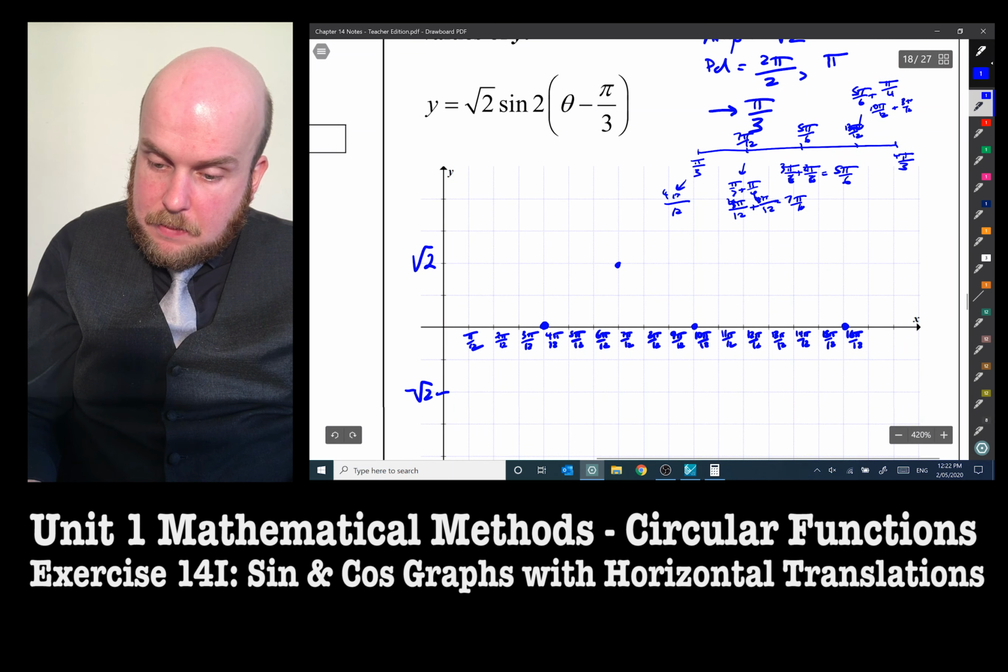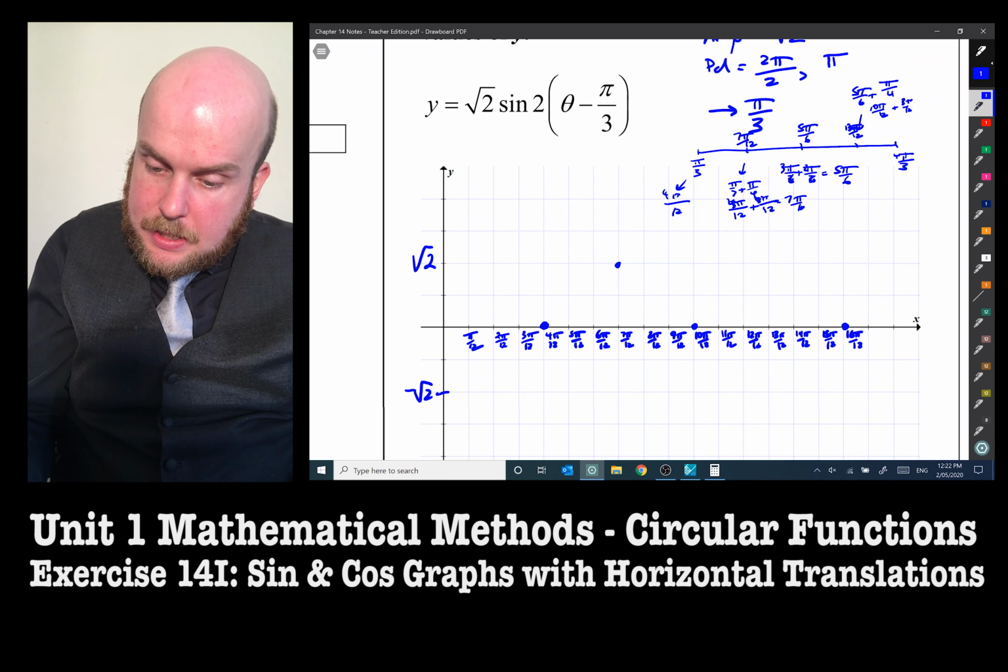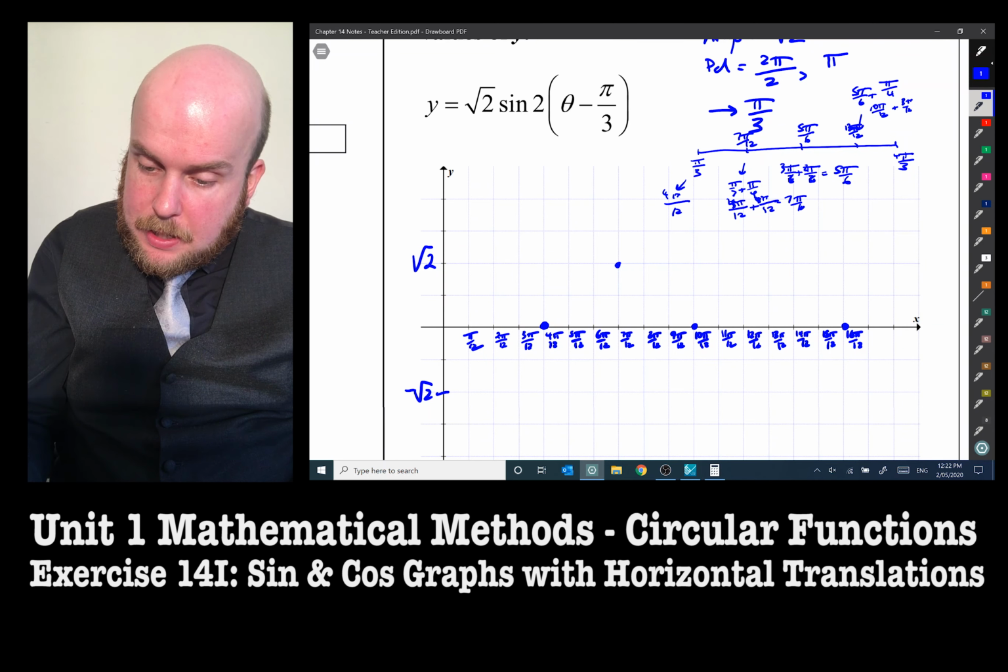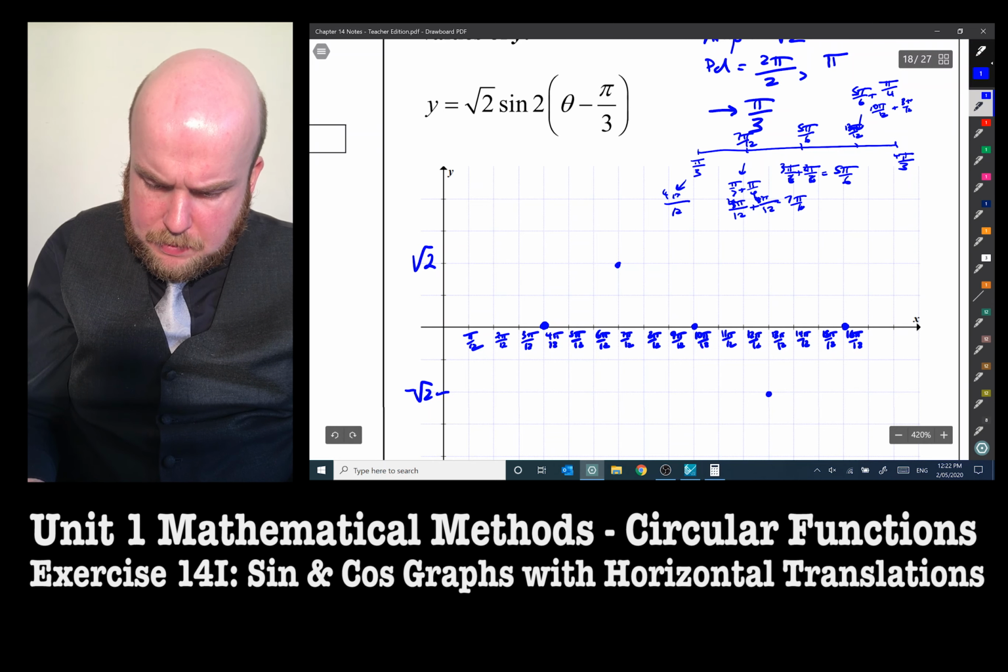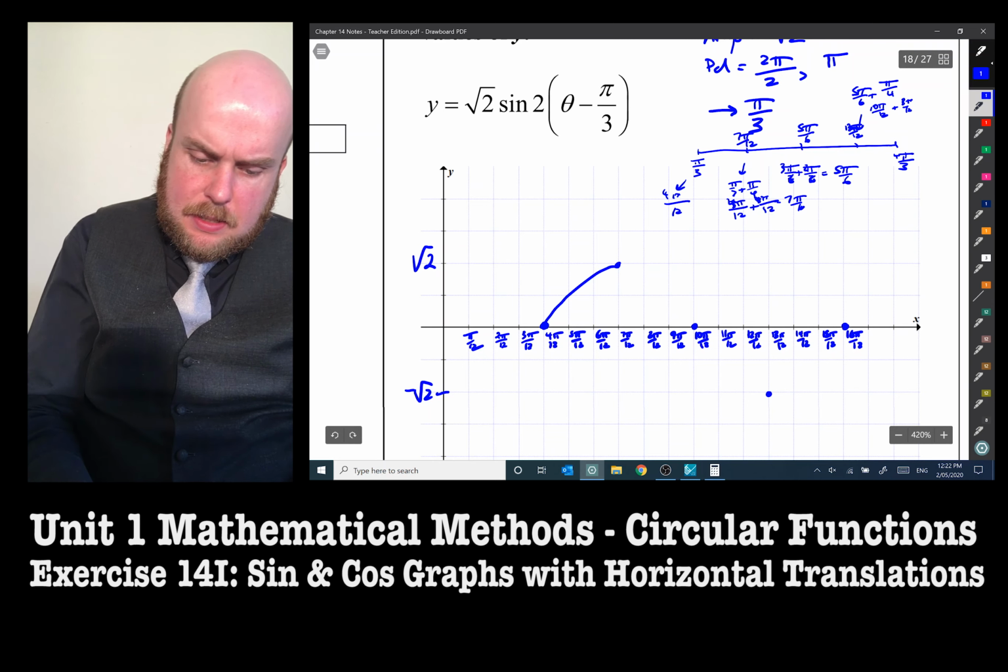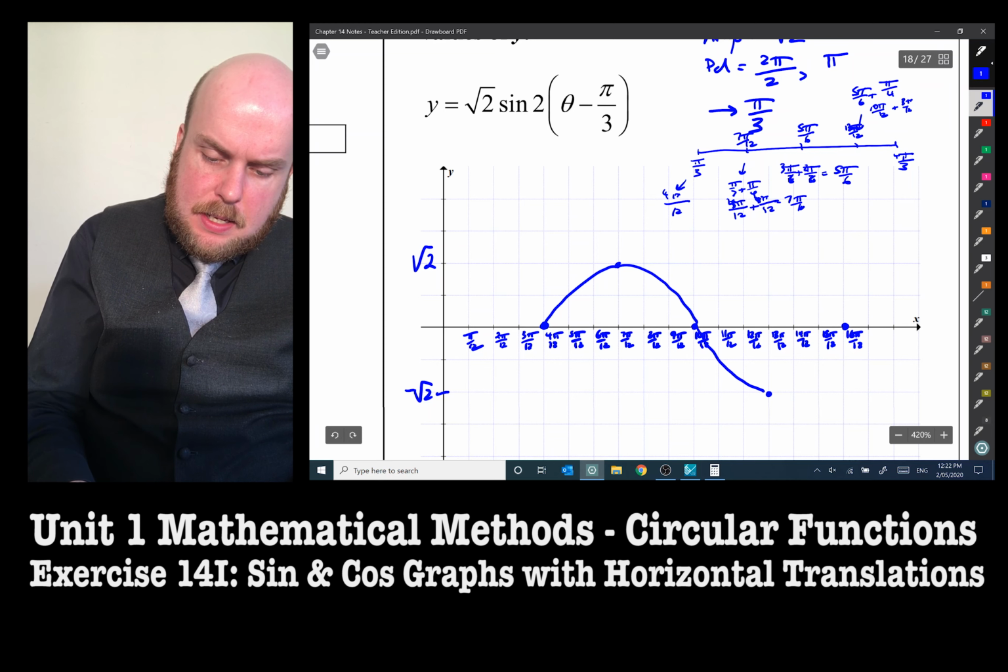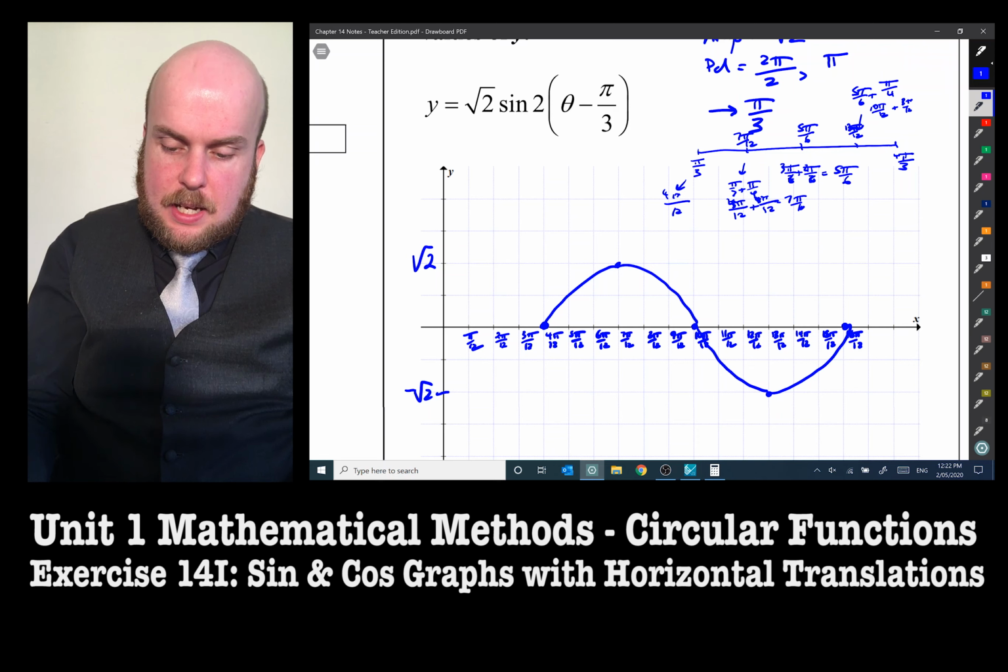And then what's this one? I can't even read my own writing. 13 pi on 12 is going to be here. So we have that sketch. Now look at that beautiful, beautiful looking sketch there.